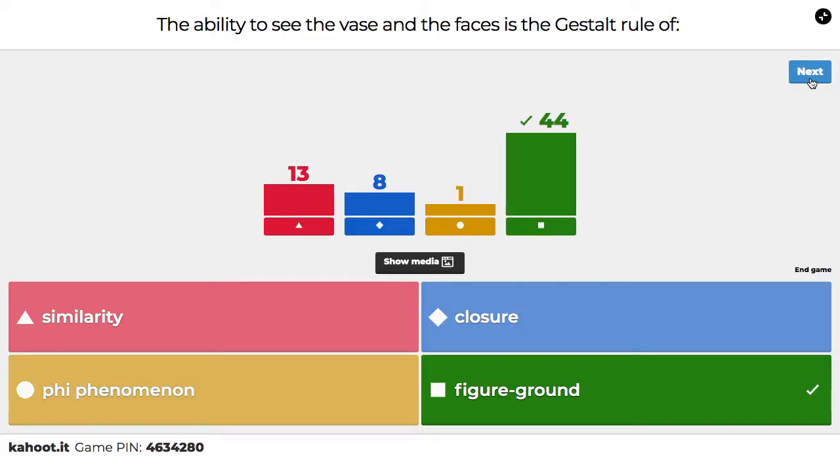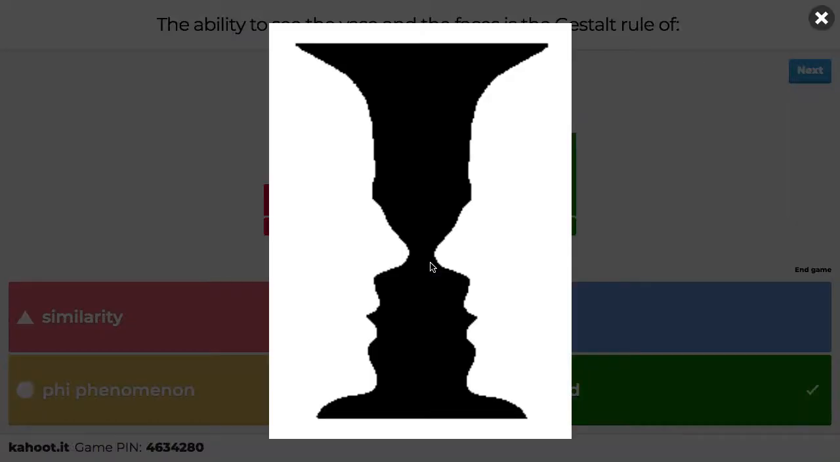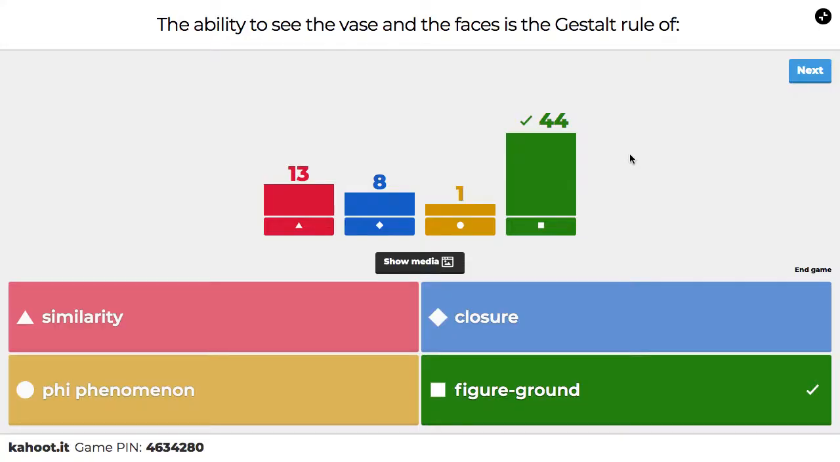So here, anything that's going to ask about a figure standing out from a background, so if you were to stare at a black and white picture and the black is a vase, the vase would be the figure, the background's the white. When you're looking at the white, that's the figure, and you see the faces. Sometimes you'll see a picture like this, like I said.